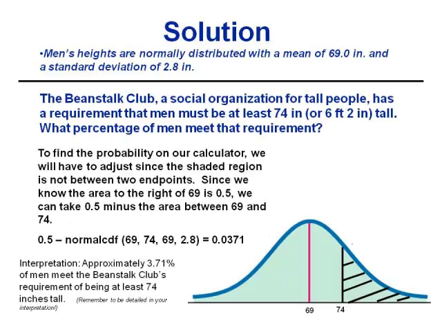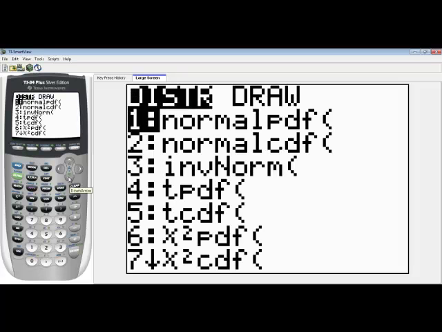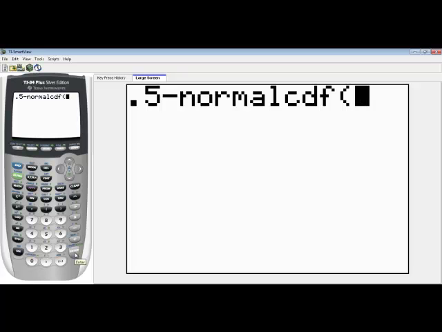So then let's look at the ones where you need to add or subtract. So this is slide 41 from the PowerPoint with the men's heights for the Beanstalk Club, and so we needed 0.5 minus normal CDF. So when you're going to use the 0.5 and either add or subtract, you can just type it right in. So I'm going to type in the 0.5 and then subtract. Then I'm going to go to the normal CDF. So second vars to get into the distribution menu. Pick the normal CDF, and then I can go ahead and type in the information that I need.